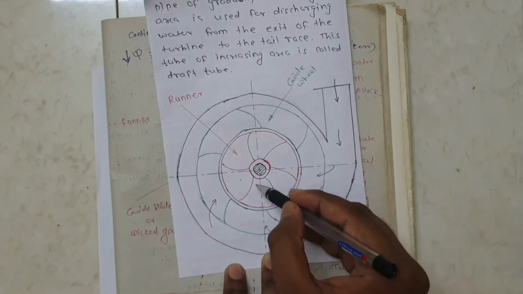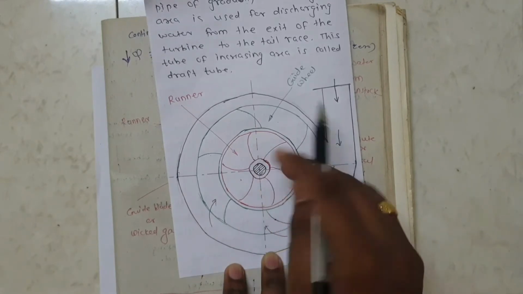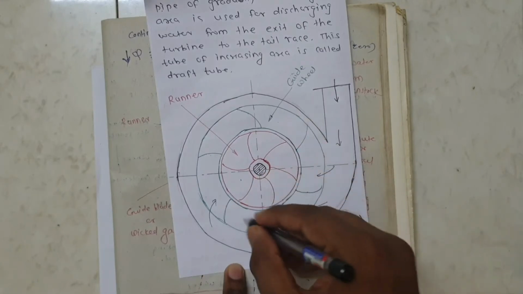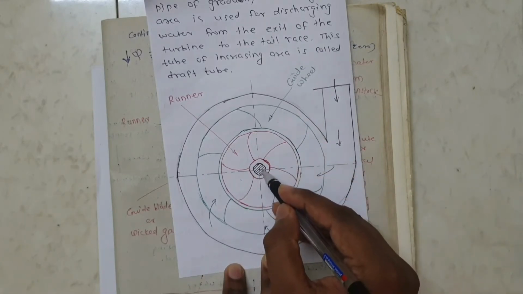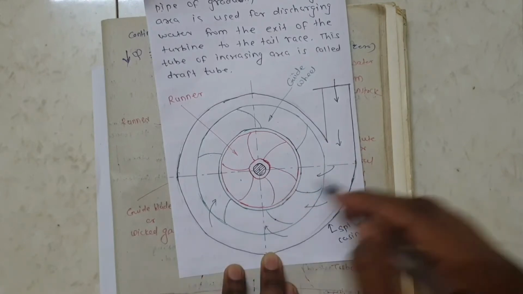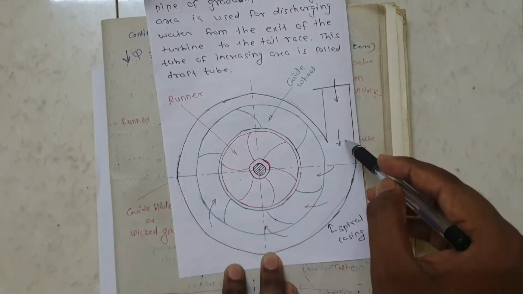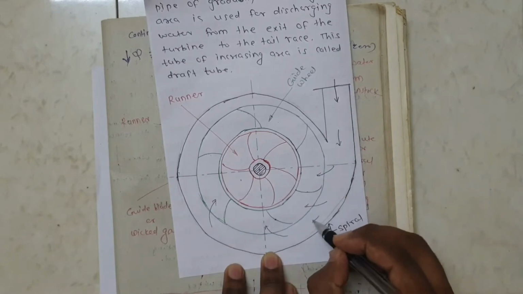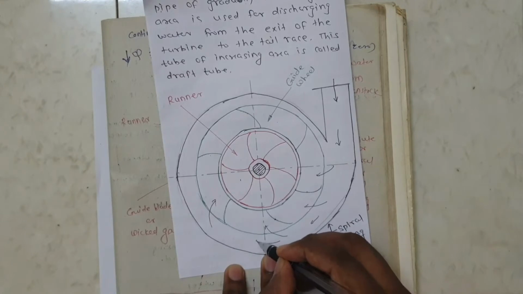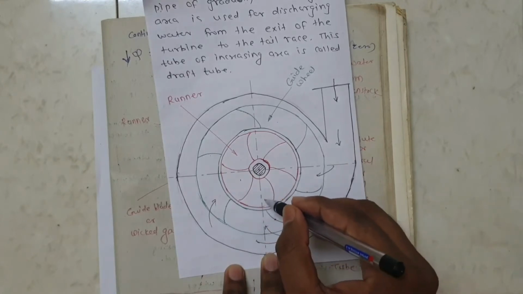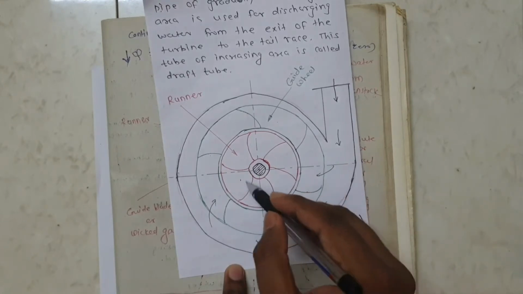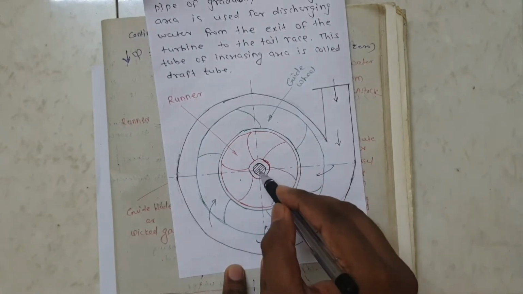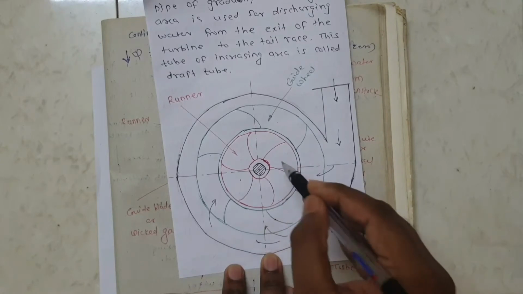And this is the runner. These are the vanes on the runner. So the runner is rotated by the pressure energy or kinetic energy of that water. And this is the shaft. Again, the shaft is rotated. It means when water is flowing through the penstock, it moves towards the guide vanes, and after that the water moves towards the runner, and the runner is rotated. So finally the shaft is rotated.